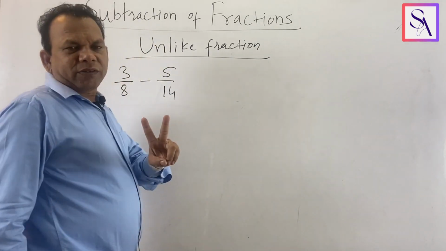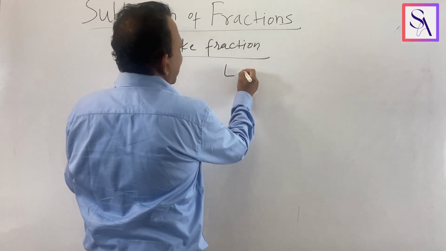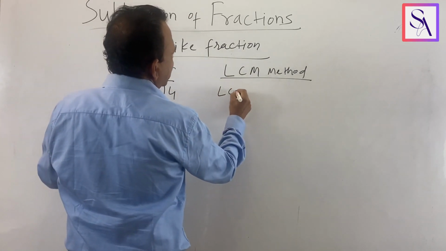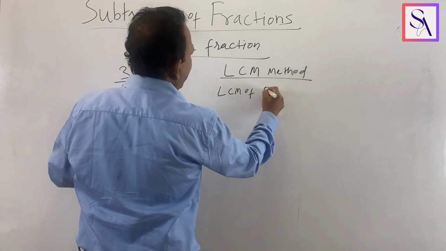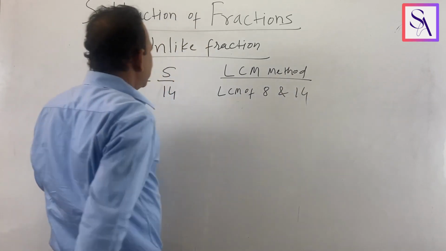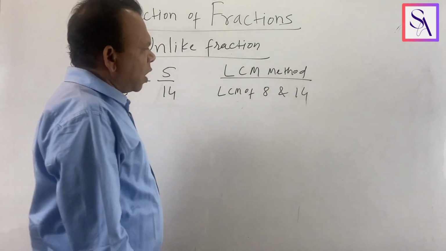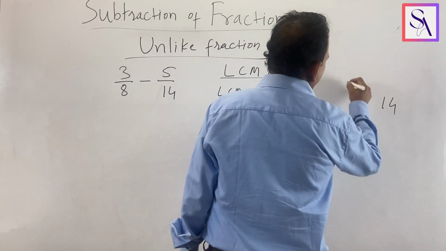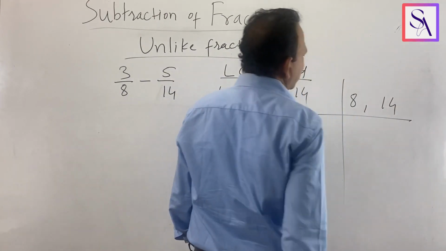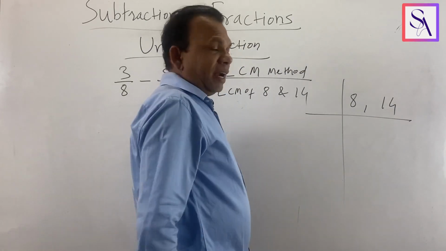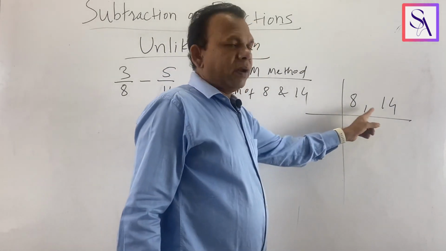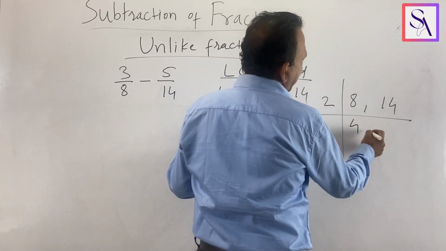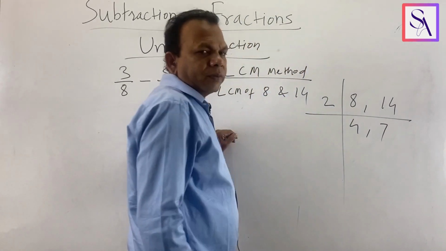There are two methods. One is the LCM method, so I will solve by the LCM method. I will take the LCM of 8 and 14. Sorry, 8 and 14. So how to take the LCM of 8 and 14? I will write 8 comma 14 like this. Then I will find a number which will divide both these numbers. I will start from 2. So 2 4s are 8, 2 7s are 14, right?